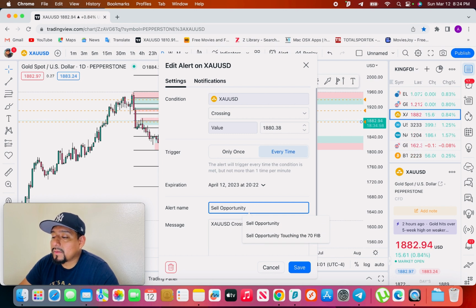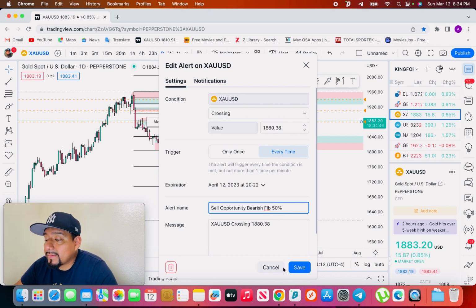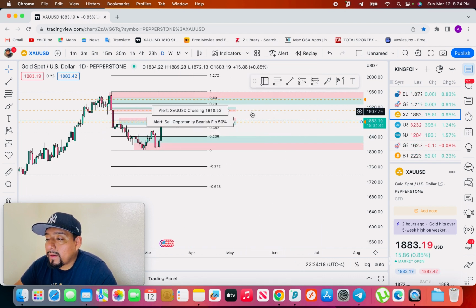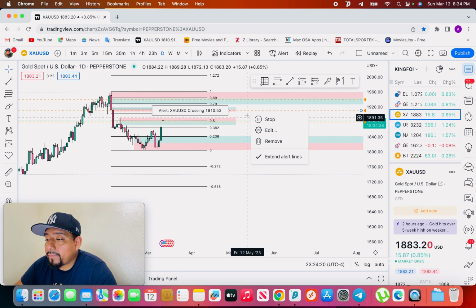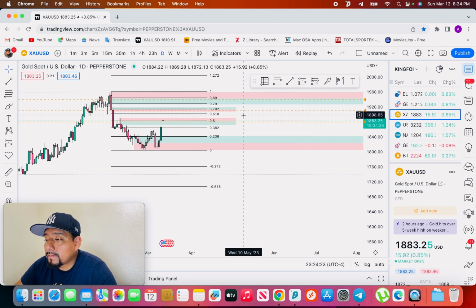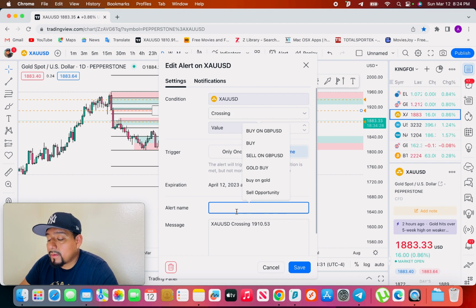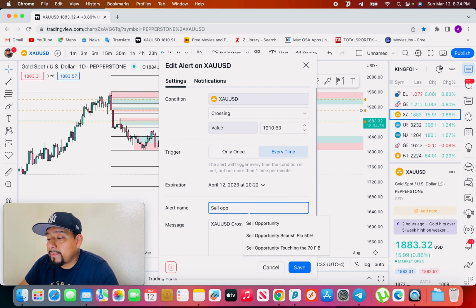No, actually I'm gonna put this sell opportunity, bearish fib 50%. Oh, my bad. 50%. Boom. Then right here we're gonna go ahead and change it to every time, right? And we're gonna put sell opportunity touching the 70 fib.